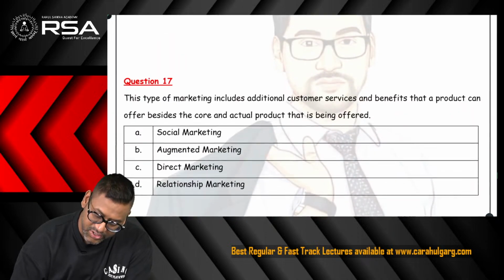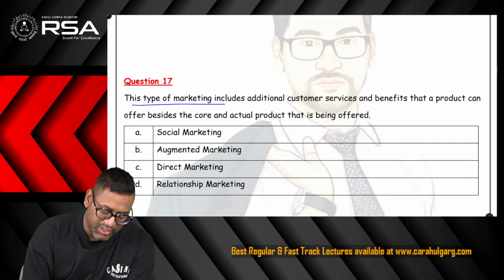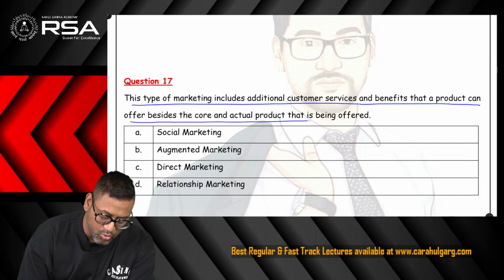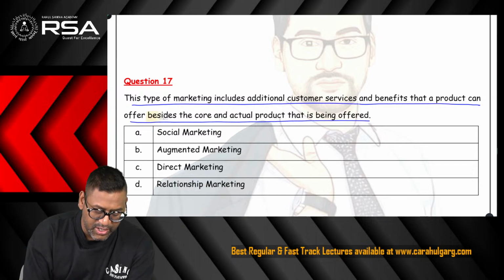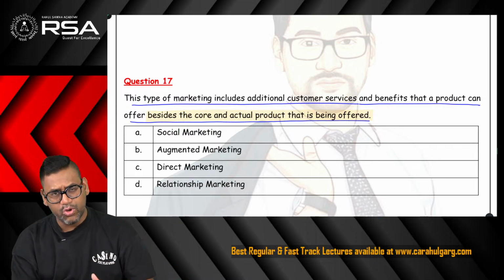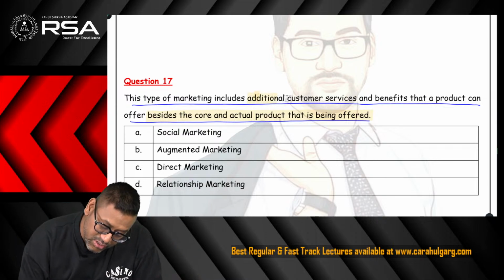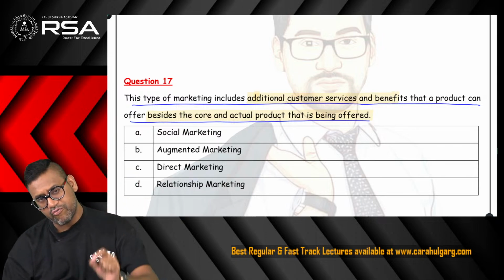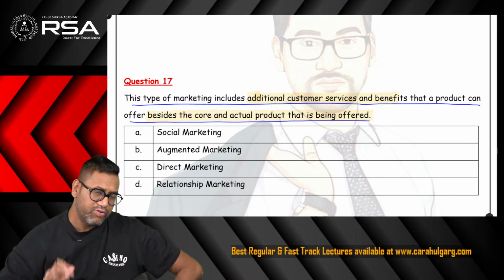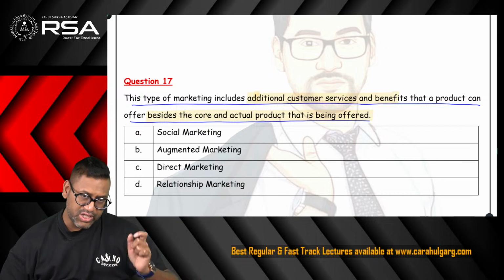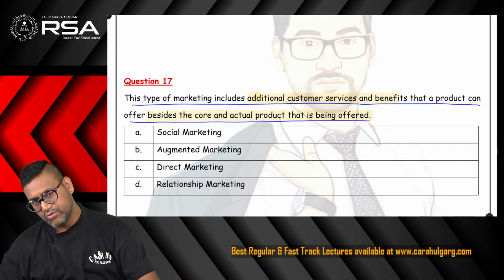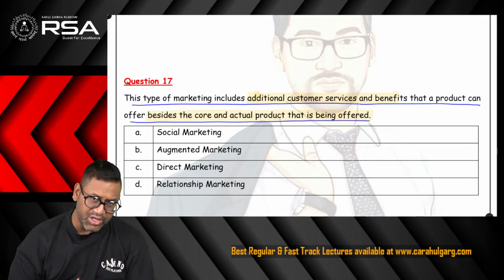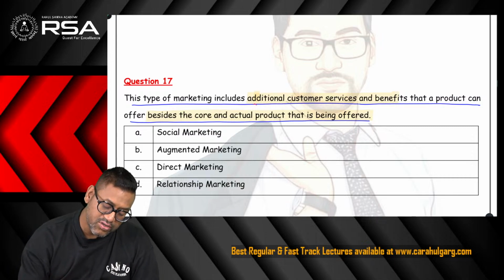Next, question number 17. It says this type of marketing includes additional customer services and benefits that a product can offer besides the core and actual product that is being offered. So besides the core and actual product you are offering, if your product is offering additional customer service and benefits, what type of marketing is it called? For example, I have to fly from Pune to Delhi. I booked an Indigo flight. Okay, fair enough. They are charging me, let's say, 10,000 for a one-way ticket from Pune to Delhi, and obviously they are giving me the service that they will take me in a plane from Pune to Delhi. But we are saying what additional services they can give.